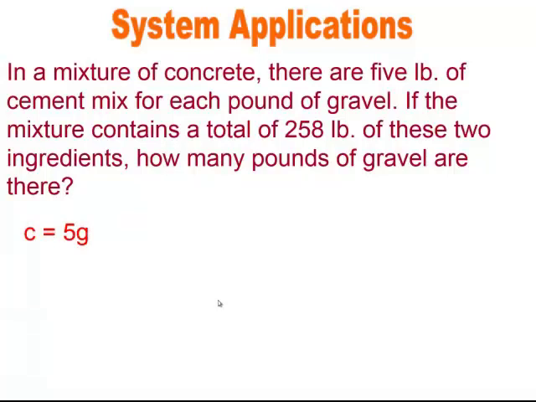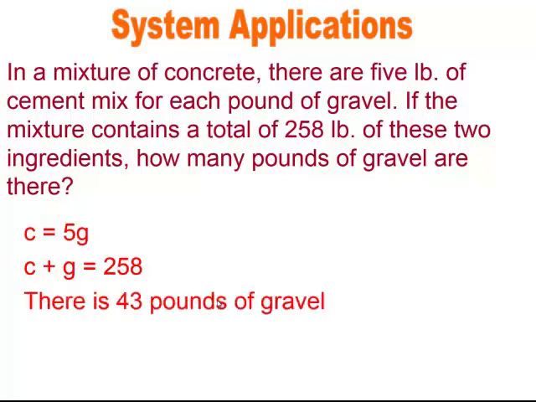So in this case, each pound of cement is equal to 5 pounds of gravel. And the mixture of the cement and the gravel is going to total 258 pounds. So both cement plus gravel will equal 258 pounds. Now I would use substitution because C is already by itself. I would plug it into the C of the second equation and solve. And I would find that my gravel here would be 43 pounds.